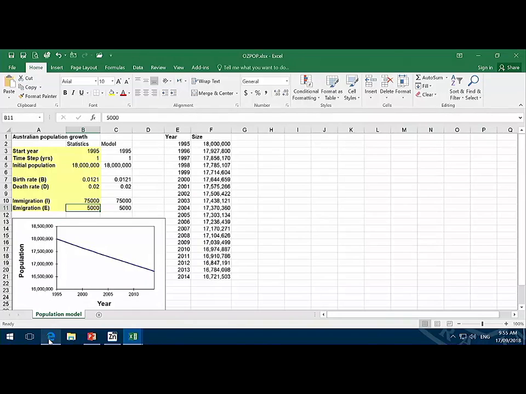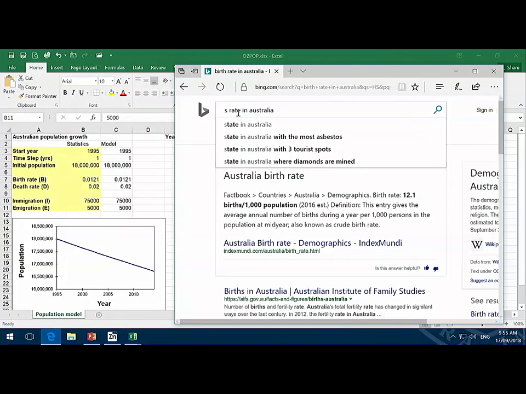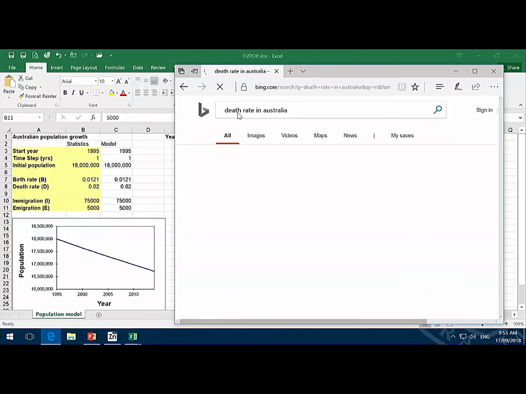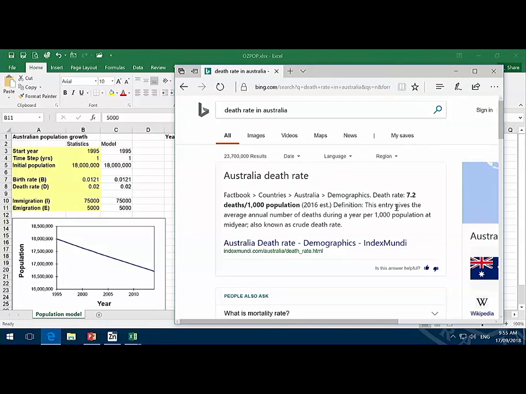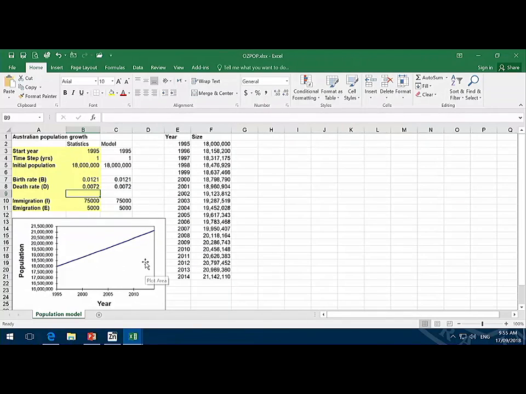Well, let's get some other rate. Let's have a look at the death rate in Australia. 0.2 deaths, okay, so this death rate is wildly overstated. Yeah, so you can update that. Of course, this is the 2016 or 18 figures. We update that. Okay, now we're getting population growing.